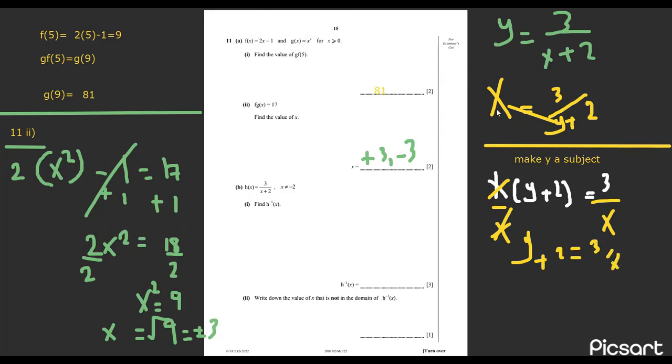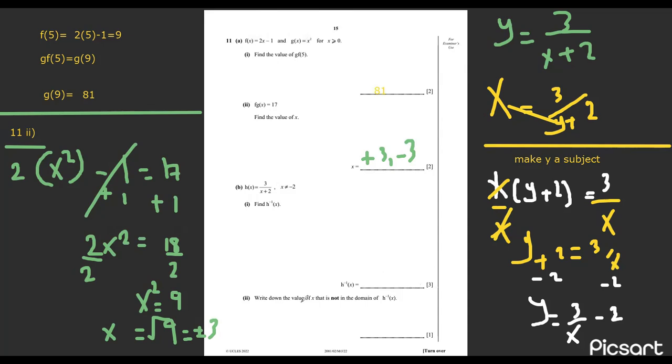And now we have to get here minus 2, minus 2. So now we get the inverse. Very easy way. I switch the places. So 3 over x minus 2. We just switch the places, make y the subject, then write your answer.